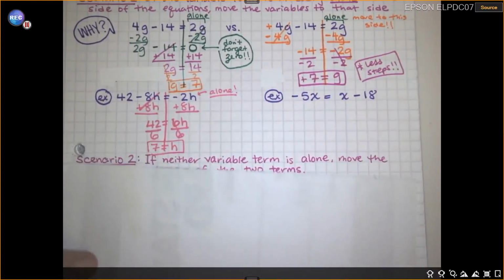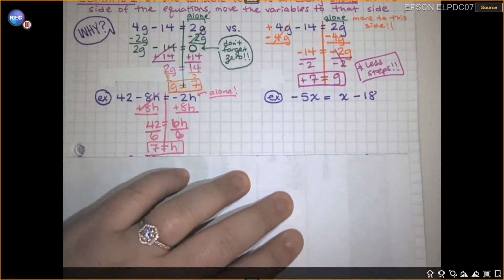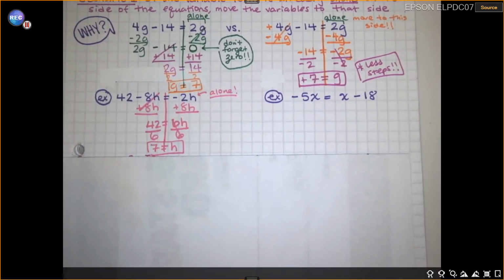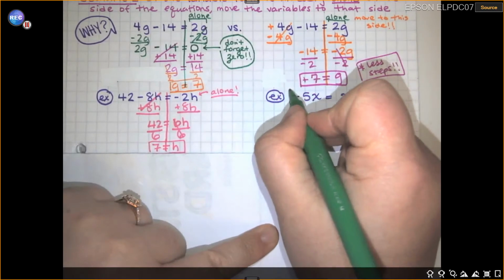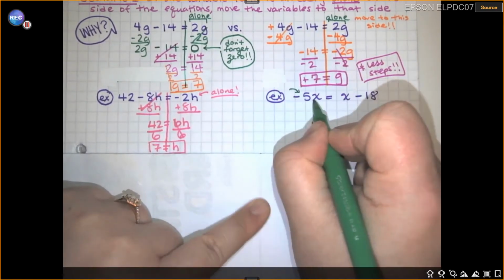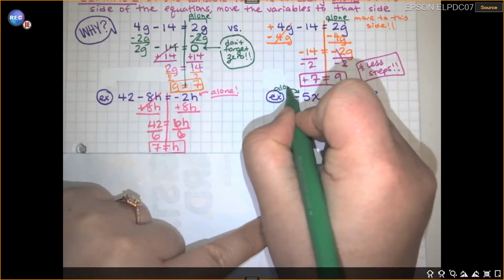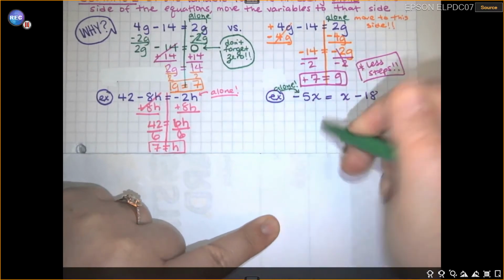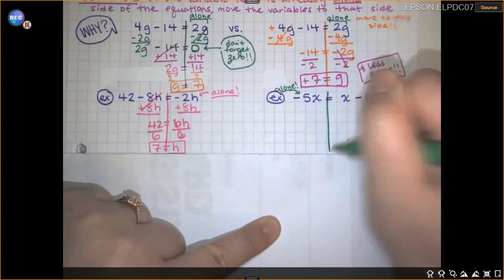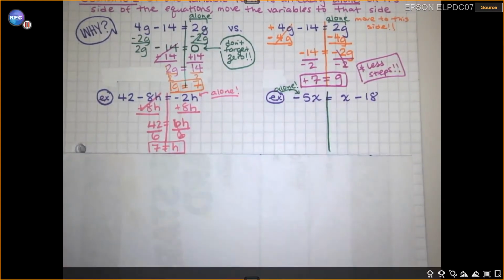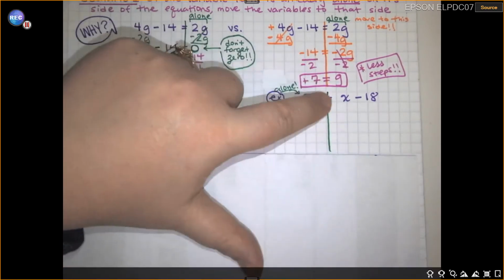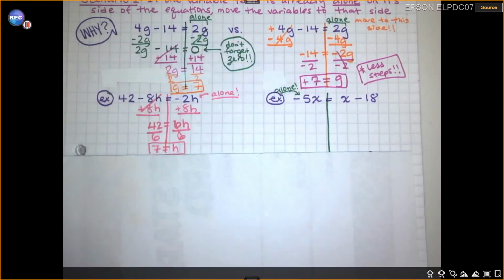Okay, so last one of this scenario. Now notice that this side with the negative 5x, this one's alone. Oh, buddy, you're all by yourself. Let's move over some friends. So, I got to move this x, but again, I don't use that minus sign. The minus belongs to the 18.